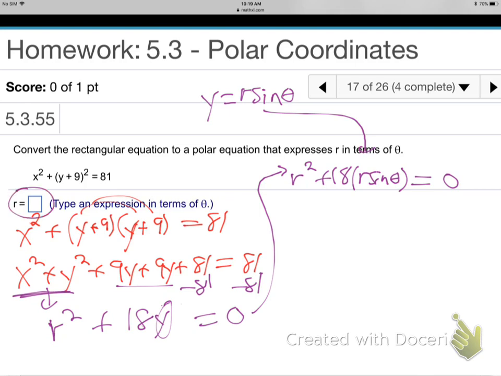Last thing is they are asking me to get r alone this time. So how do I get r alone again? Factor, right? Factor out the r. It'll be r times (r plus 18 sine theta) equals 0. Because if that r went boom, it'd be r squared, and it would be back there too. I just factored out the r. Good to that.